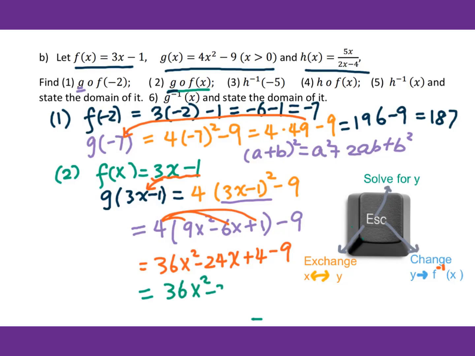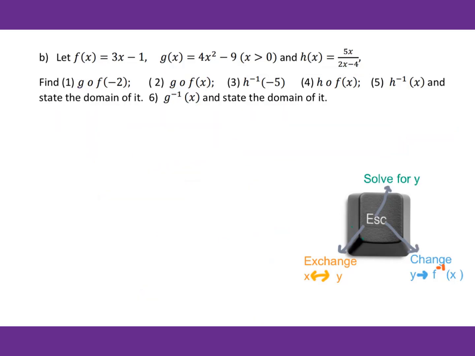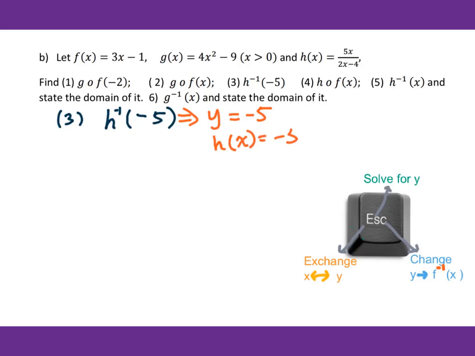36x squared minus 24x minus 5. That's for number 2. For number 3, we're looking for inverse of h of -5. We know this -5 means y equals -5. In other words, h of x equals -5.